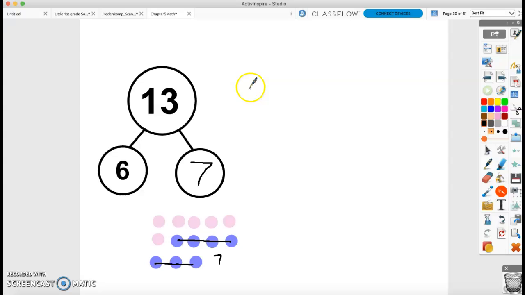So I have 6 and 7 are my parts. So this time I'm going to start with 6. 6 plus 7 equals 13. So I have all my numbers right here. So now instead of starting with 6, I'm going to start with 7. 7 plus 6 equals 13.